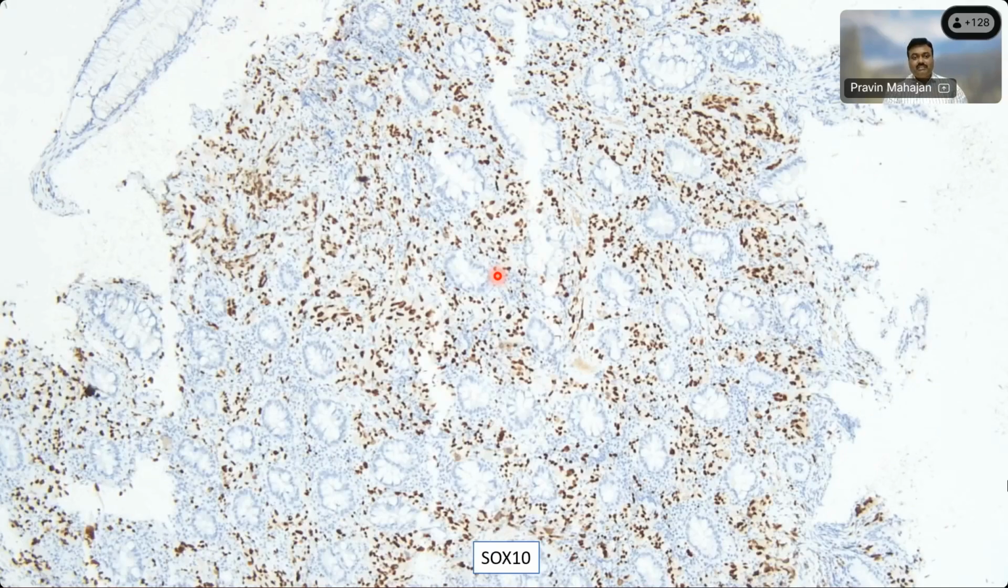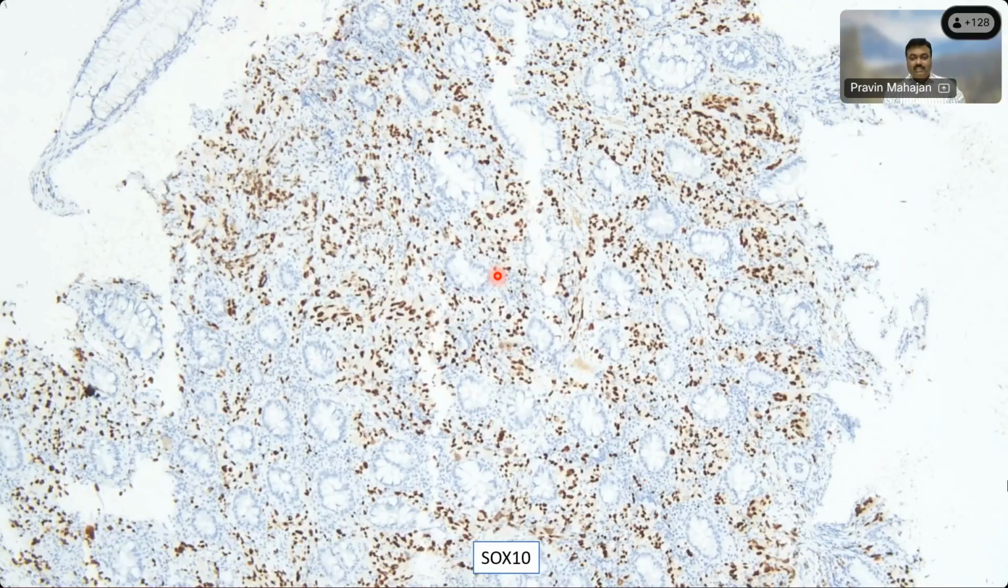So with HMB45 negative, Melan-A and MITF negative, but S100 focal but nicely positive, and SOX10 diffusely positive, can it be melanoma? Anybody? Yes, sir. Yes, now it's looking exactly like it.